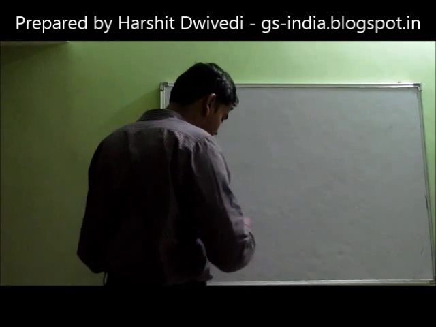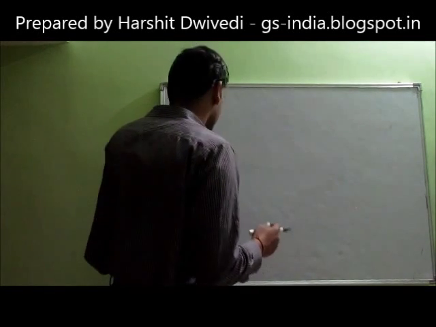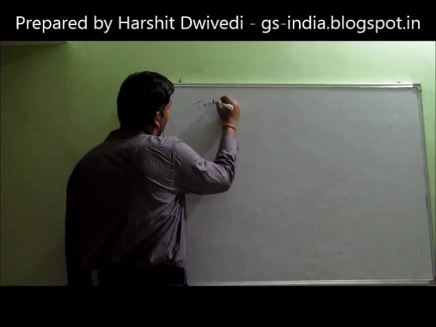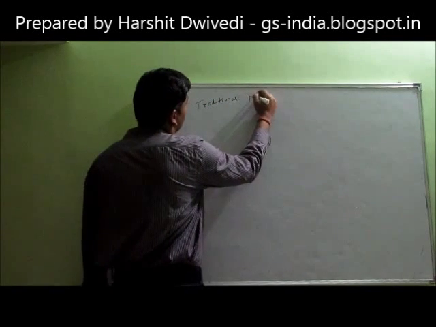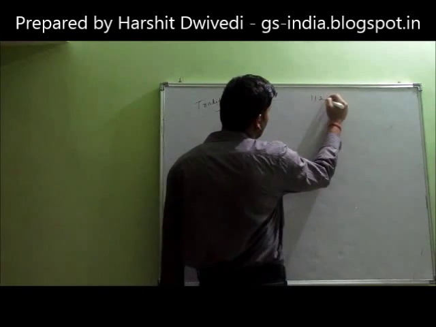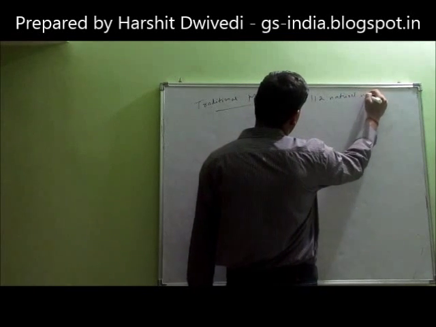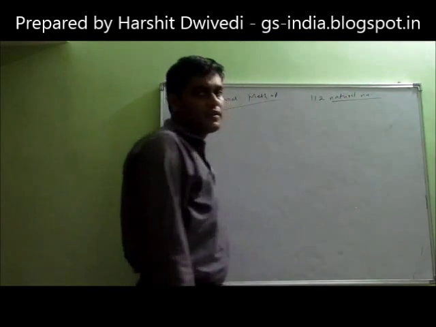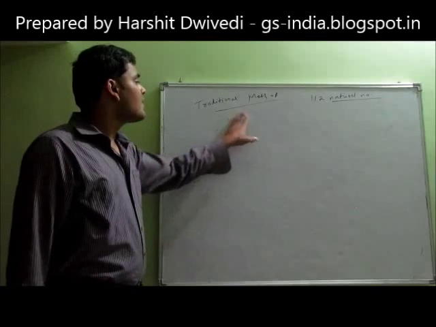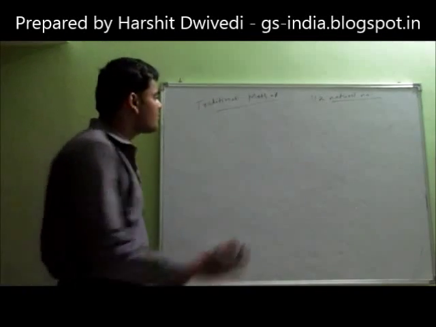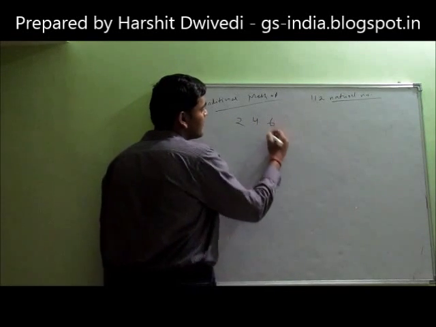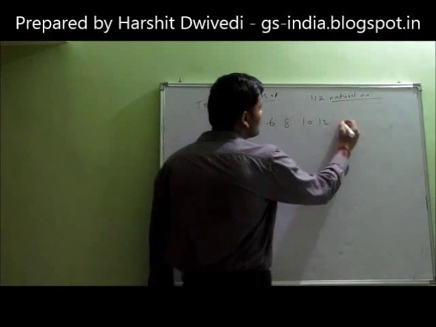What is the traditional method? The traditional method is something like this. I write here, traditional method. Of the first 112 natural numbers, I find out the numbers that are divisible by 2. Now, if I have to find out the numbers that are divisible by 2, how will I find out? What is the first number in the first 112 natural numbers that is divisible by 2? 2. What is the next number? 4. What is the next? 6. Then 8, 10, 12, and so on till 112.